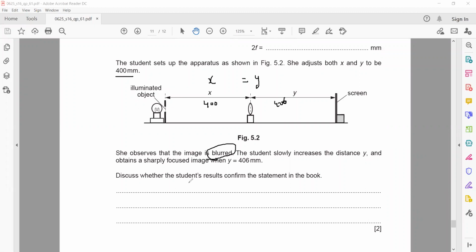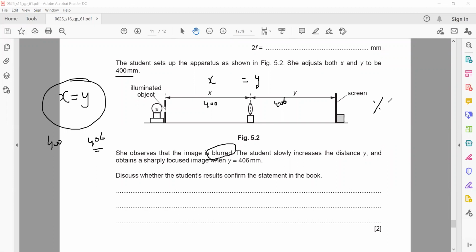The statement in the book says the value of x must be equal to the value of y when you're obtaining a sharp image. So we are checking whether x and y are equal. The value of x is 400 and the value of y is 406. Are they equal? No, they are not equal. You have to check the percentage difference, because if the percentage difference is more than 10%, then only you will say they are not equal.